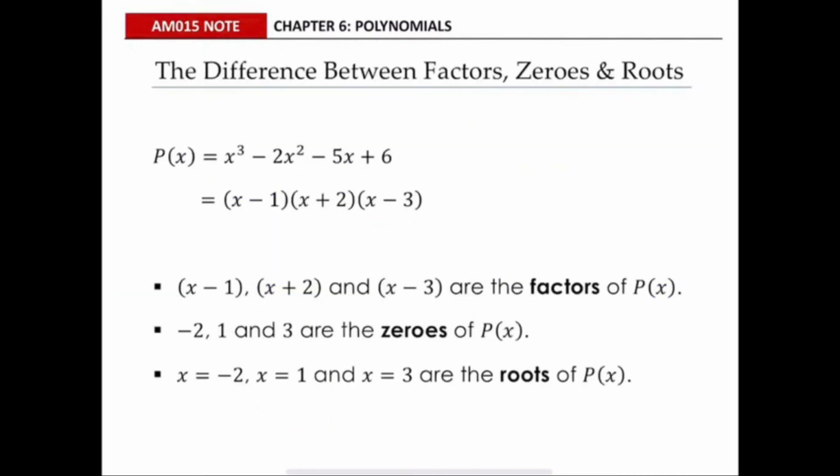The difference between factors, zeros, and roots is the way we write them. We write factors like this. While for zeros, we only state the value of x when all the factors are equal to 0. And the roots are written as x equals its value.